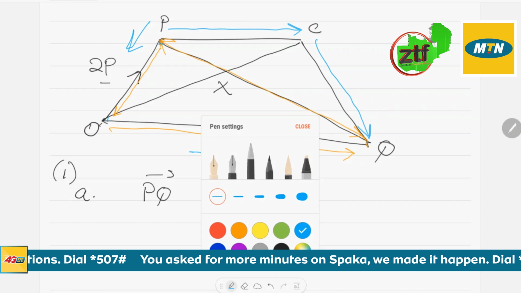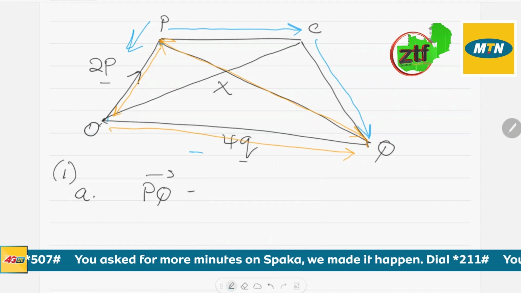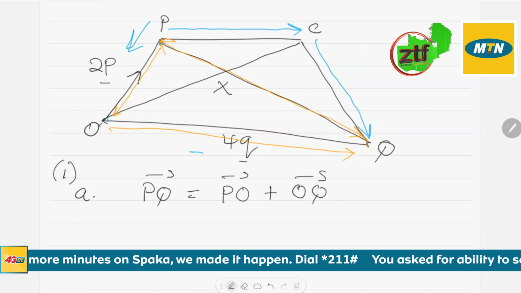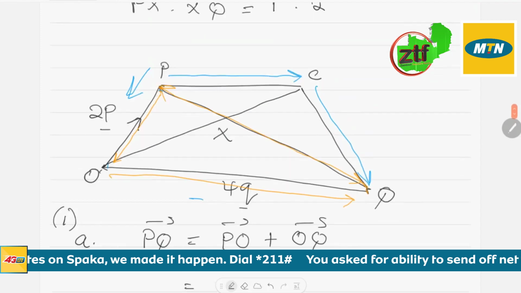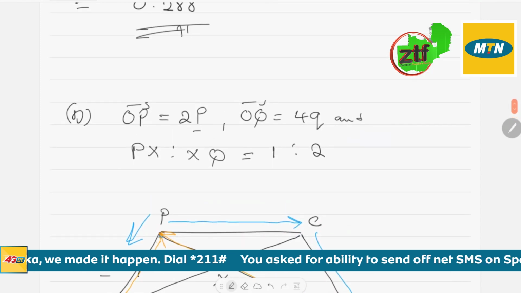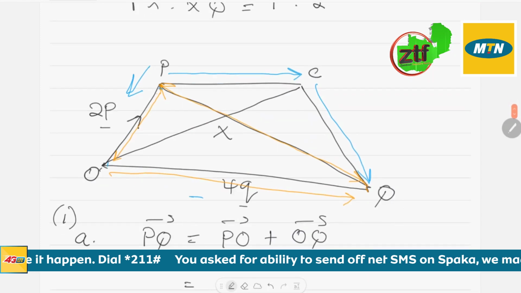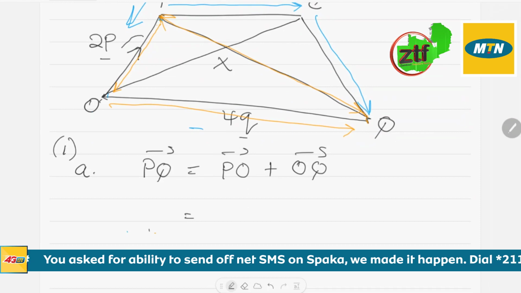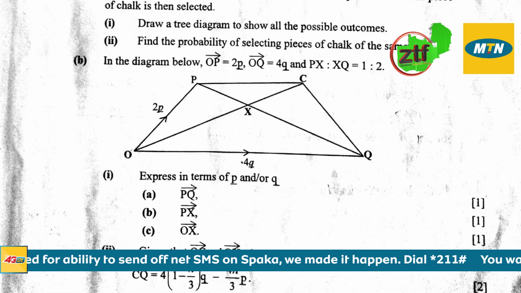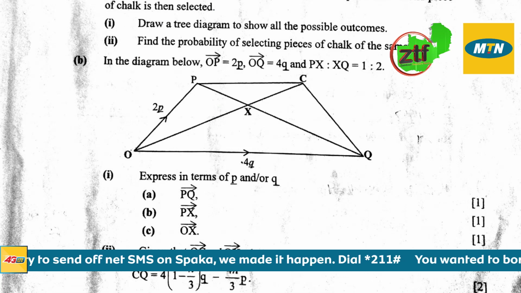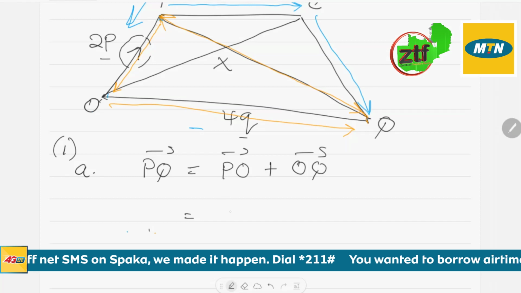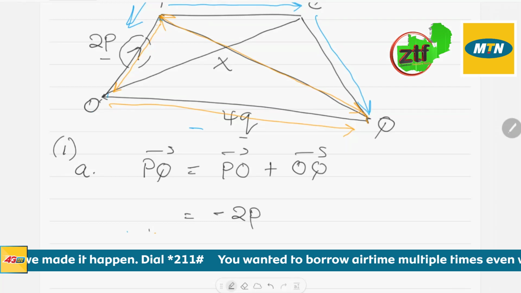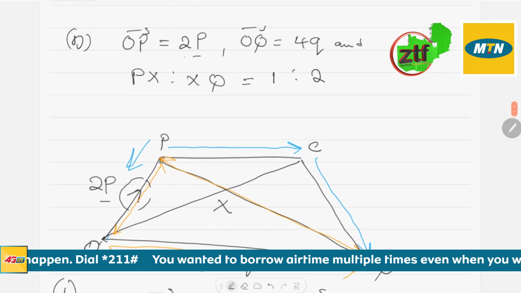So vector PQ will be given by vector PO, then plus vector OQ. Okay, now since vector OP has been given as 2P, then it means that if we are going in the opposite direction, as you can see, we are going against the arrow, the direction of the arrow, meaning that we have to multiply the vector by -1. So it means that vector PO will now be -2P, because vector OP is 2P. Then plus the vector OQ is 4Q.